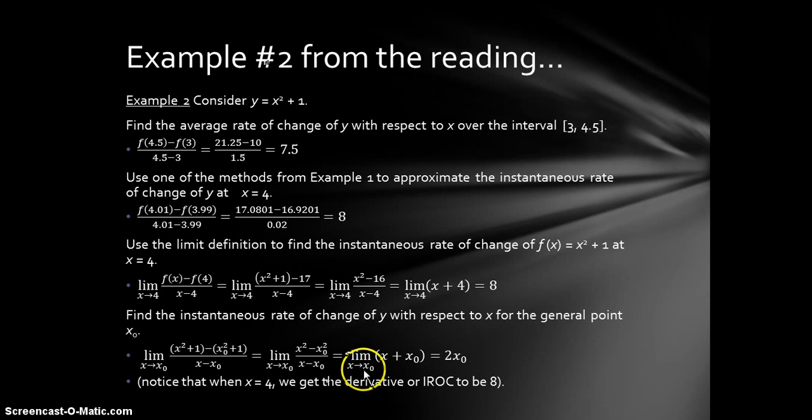We can factor the top and cancel, so we're just left with a factor of x plus x sub 0. Plugging in x sub 0 just like we did with the 4 up here, we get 2 times x sub 0. That makes sense because now when we plug in x is equal to 4, we get the derivative or our instantaneous rate of change to be 8. 2 times 4 is 8.